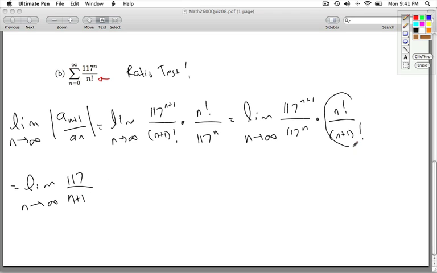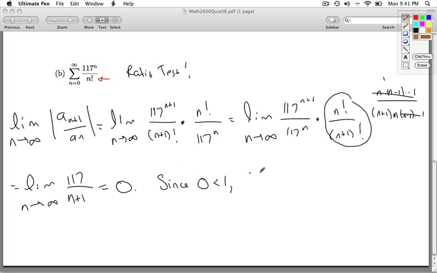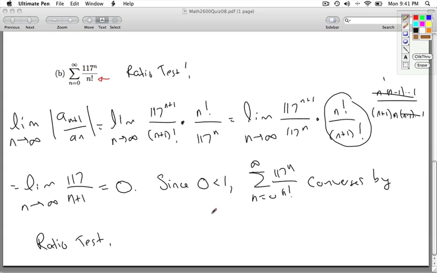Remember, with these factorials, when in doubt, write them out. You've got n times n minus 1 all the way down to 1. Here you have n plus 1 times n times n minus 1 all the way down to 1. So everything cancels except that first one there. And this is 0. And what's important about 0? Since 0 is less than 1, our original series converges by the ratio test. And so, folks, that'll do it for Part B, and that'll actually do it for Quiz 8.